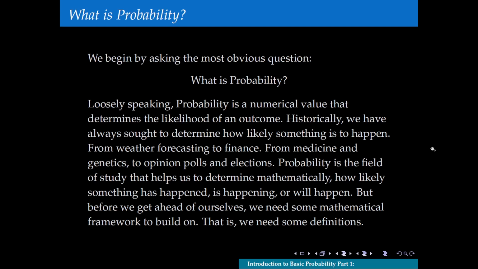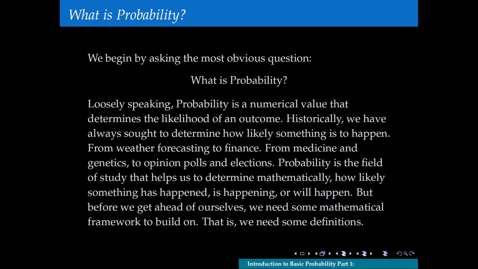So we begin by asking, what is probability? This is probably the most obvious question that we can ask. Loosely speaking, probability is a numerical value that determines the likelihood of an outcome. Historically, we've always sought to determine how likely something is to happen. Everything from weather forecasting, finance, medicine, genetics, opinion polls, elections, you name it, gambling. Human beings have always been interested in finding a means of predicting what might happen or whether something is likely to happen or not happen.